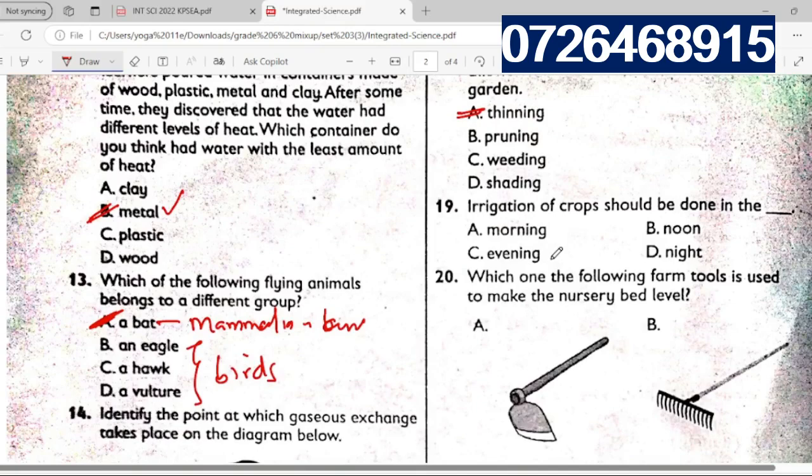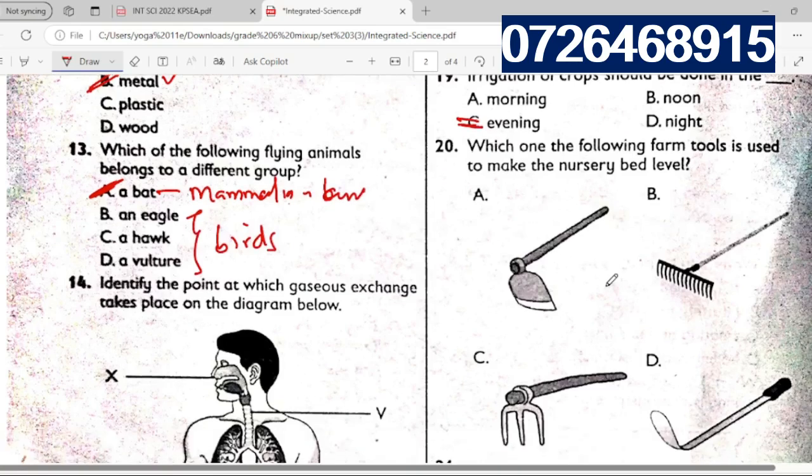Irrigation of crops should be done in the morning, evening, night, noon. In the evening. Irrigation should be done in the evening. Which of the following farm tools is used to make the nursery bed level? It should be a rake.